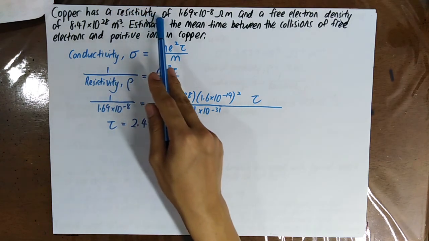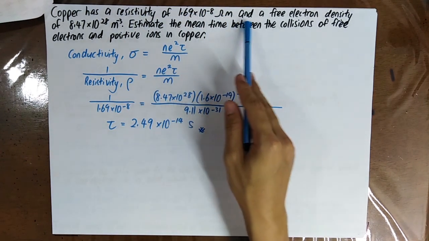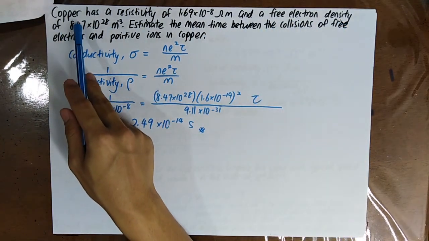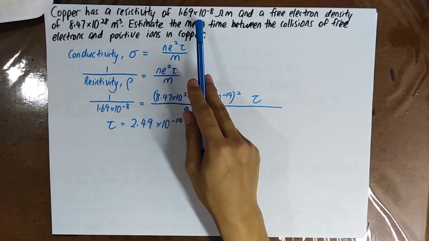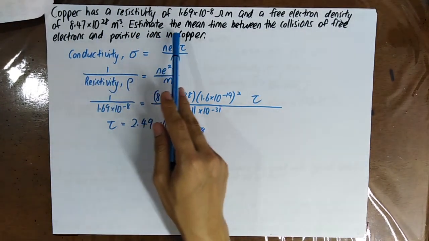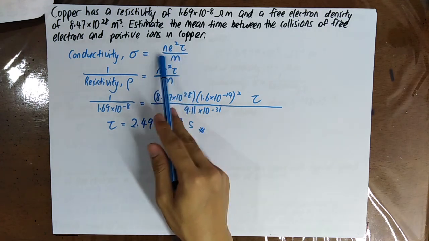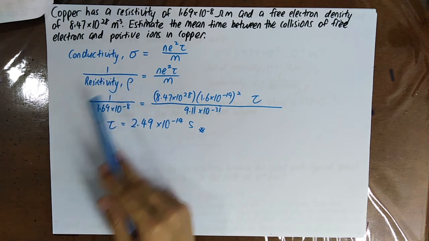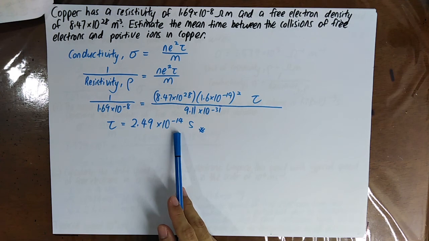Copper has a resistivity of 1.69 × 10⁻⁸ ohm meter and a free electron density of 8.47 × 10²⁸ per meter cube. Estimate the mean time between the collisions of free electrons and positive ions in the copper. Okay, conductivity = ne²τ/m, and conductivity is the reciprocal of resistivity. By using this you can get the mean free time.